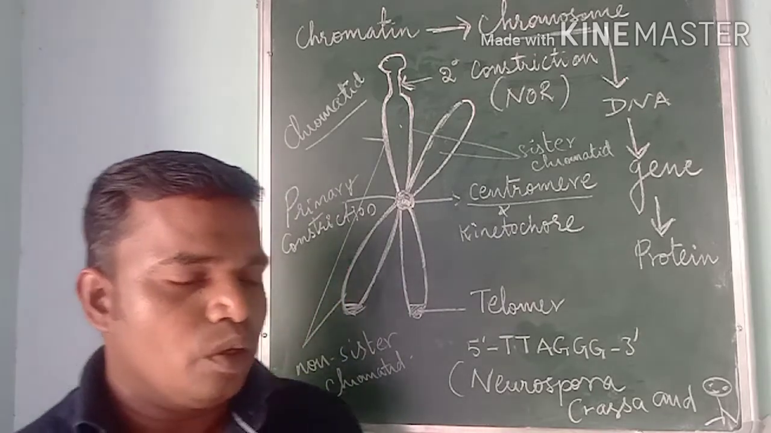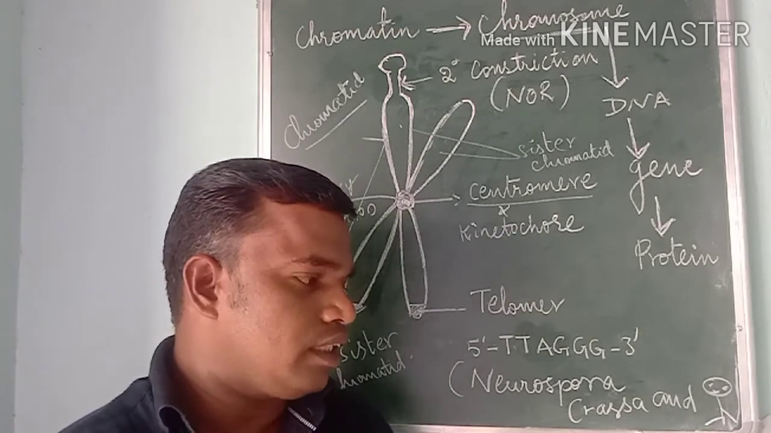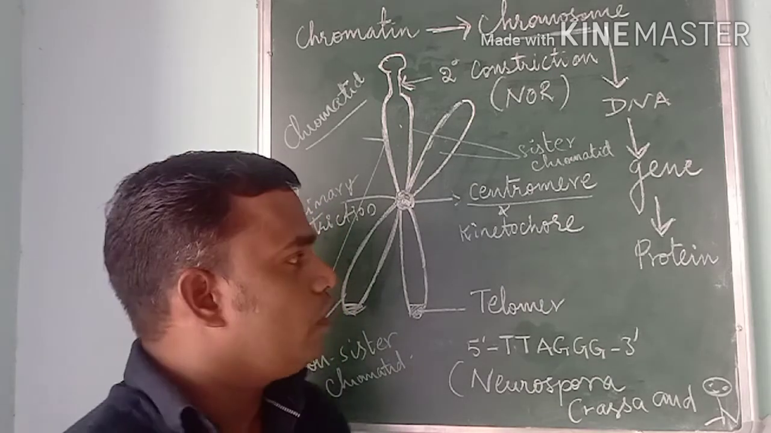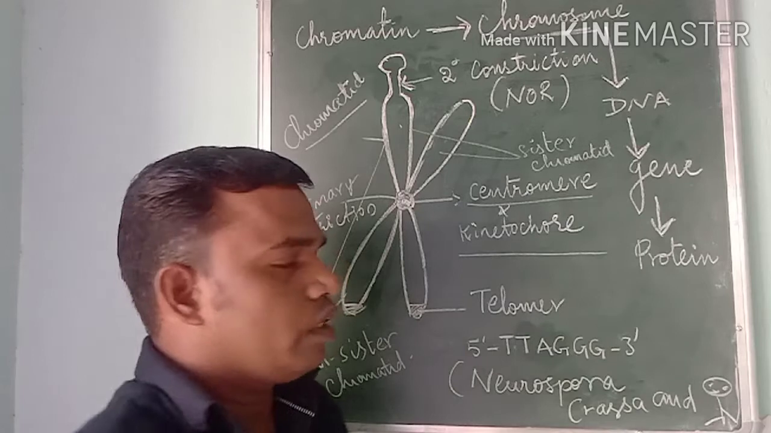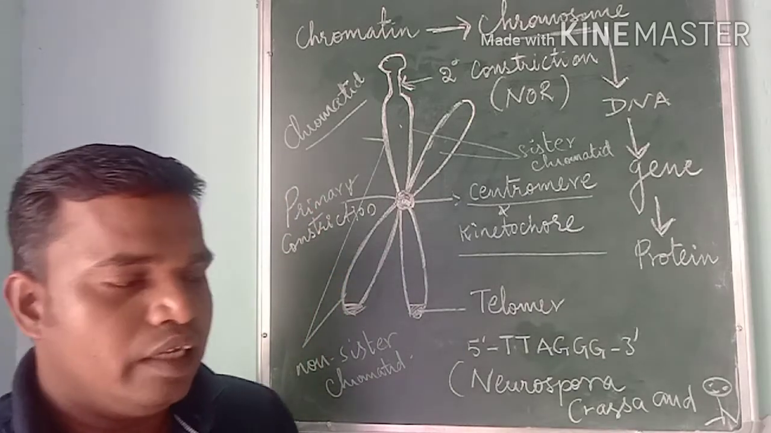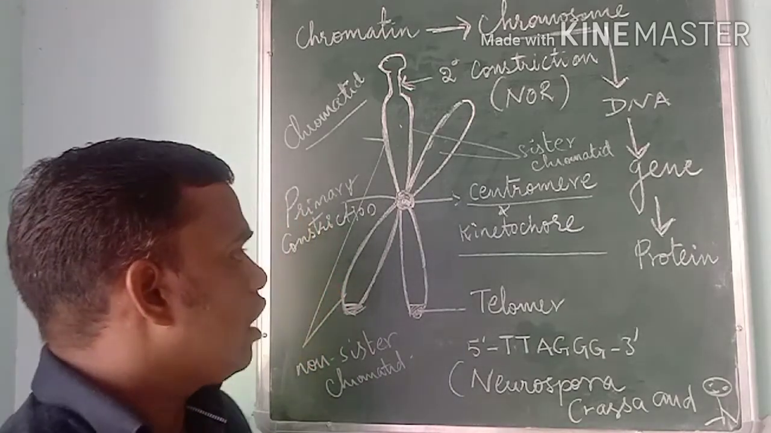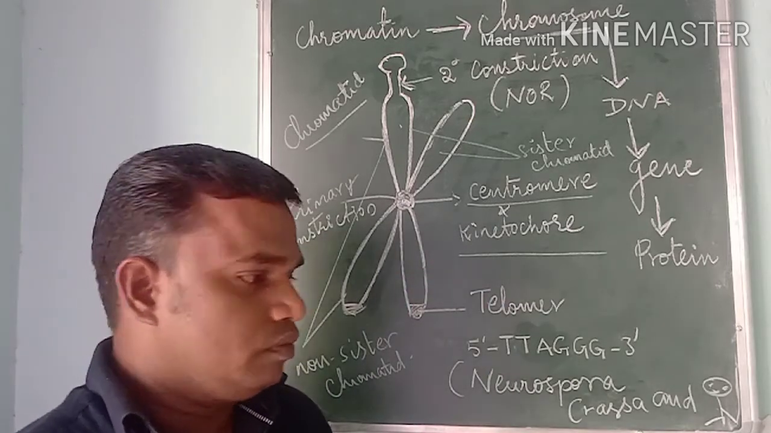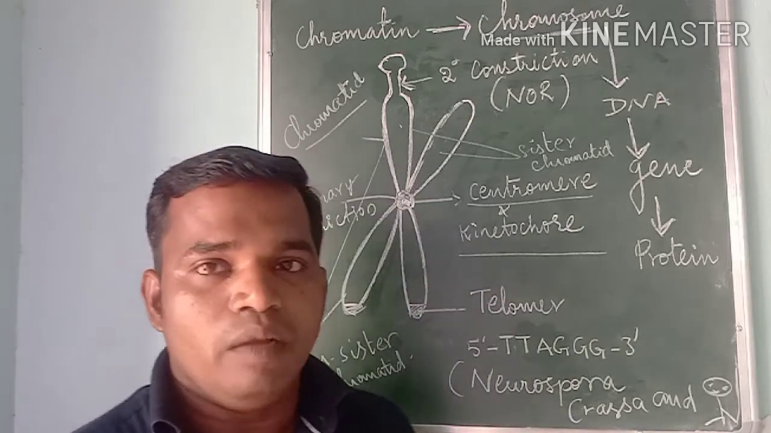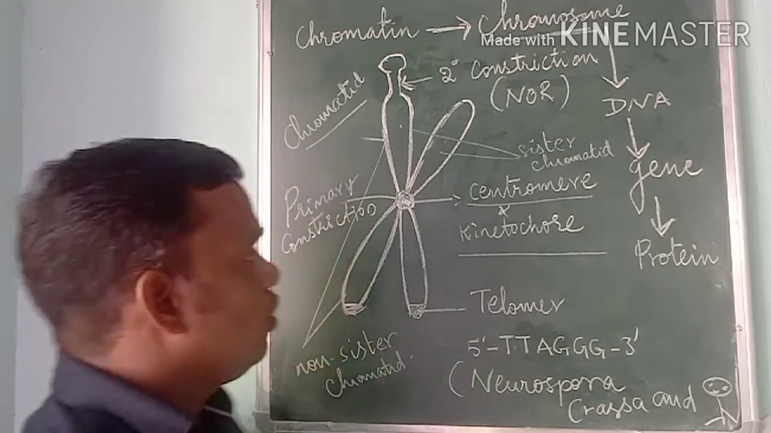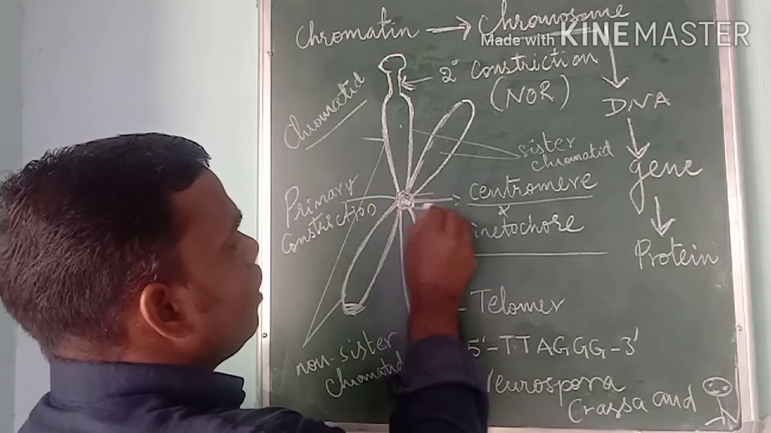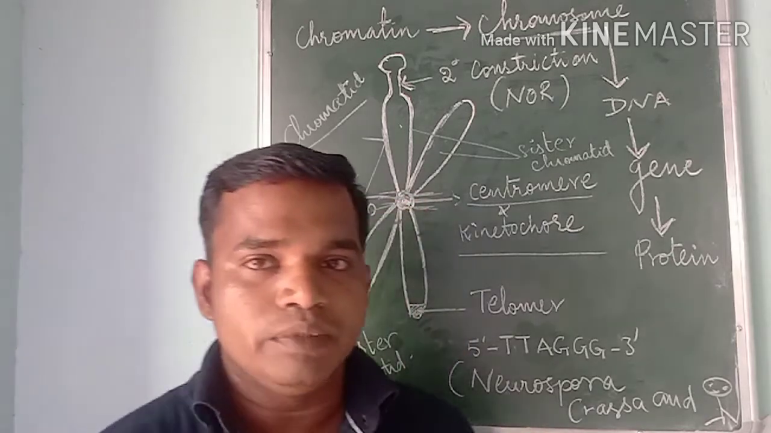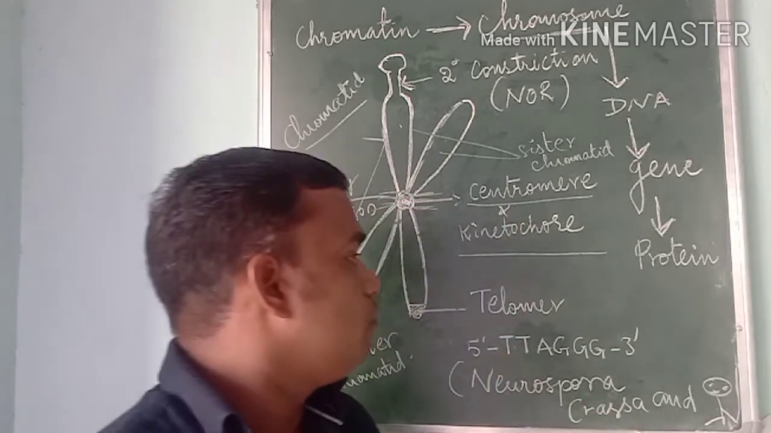The centromere is a disc-shaped structure. Around the centromere, proteins are there. That protein we call the kinetochore. The kinetochore helps to bind with the spindle fibers during cell division. Do you understand what I am saying? It binds with the spindle fibers.